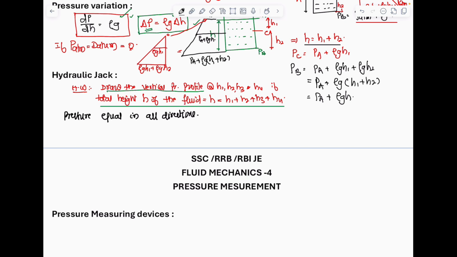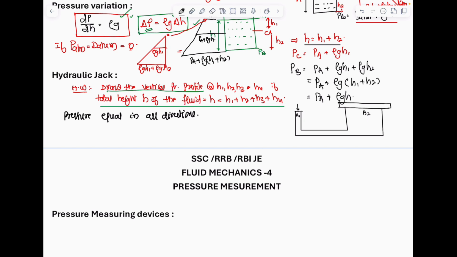Now, what is a hydraulic jack? It's a mechanical arrangement where pressure is applied on a smaller area to lift larger weights. These are the larger weights of area 2. This is the smaller area where force is applied, area 1.